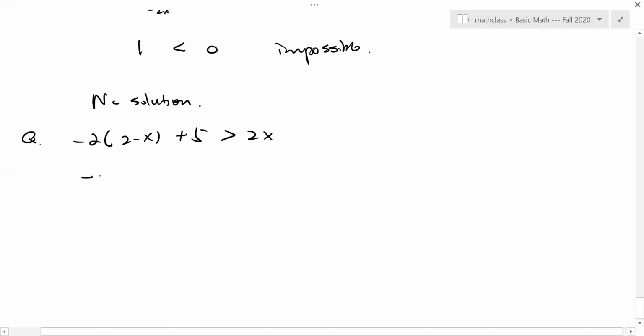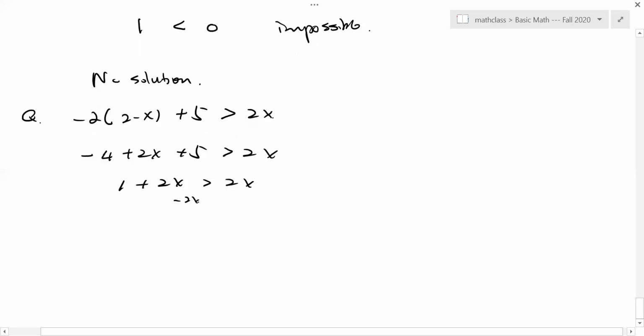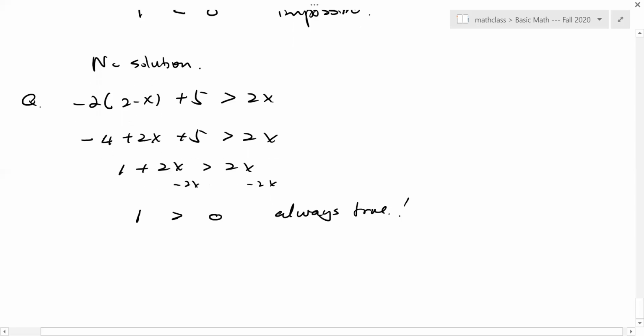All right, so we simplify this inequality, right? -2 times 2 is -4. -2 times -x will be positive 2x. Plus 5 greater than 2x. So -4 plus 5 is 1. 1 plus 2x is greater than 2x. Right? Then you subtract the 2x from both sides. I get 1 greater than 0. That is always possible, not impossible. Always true. Okay? So that means no matter what value you choose for x, this inequality holds.